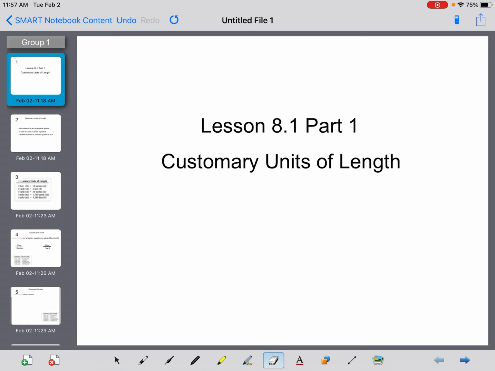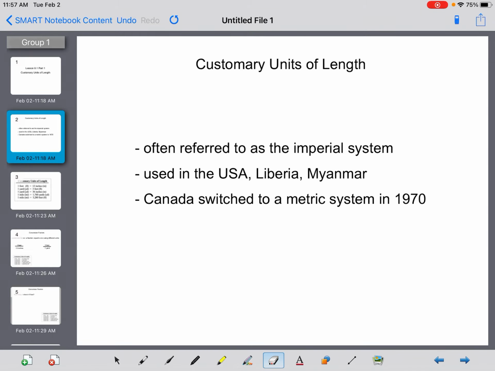Welcome to our first lesson on Unit 8. Again, we'll go back to Unit 6 when we go back to school in person, which is hopefully in just a week or two. But for now, we're going to look at Unit 8. And Unit 8 is all about measurements and conversions. So the first thing we're going to learn about is what's called customary units of length. There's a couple things that you should know about that.